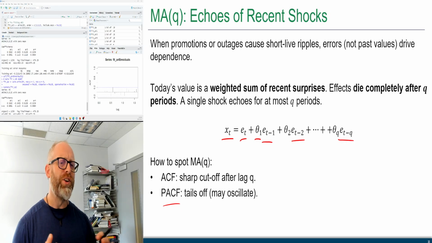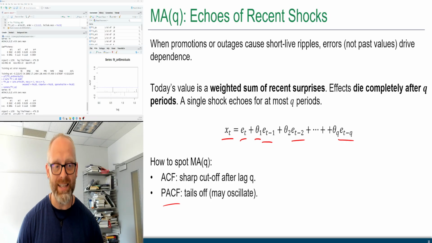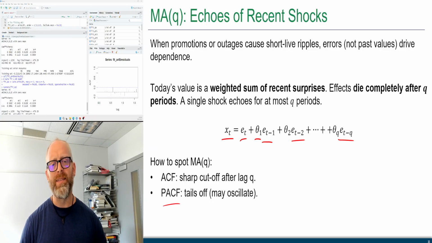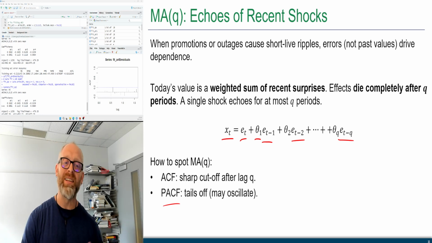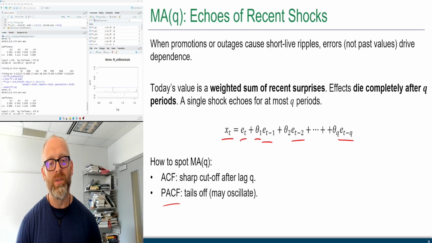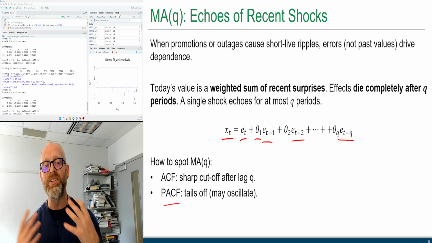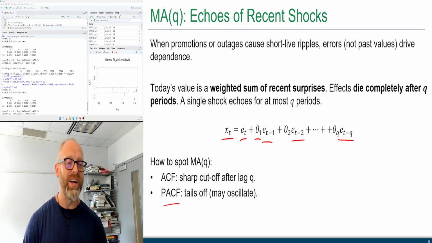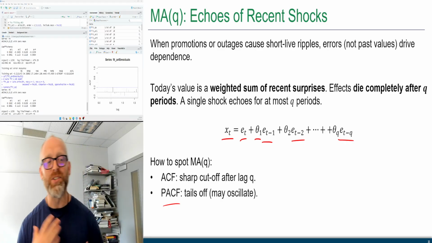So the larger q is, think of it as the longer shock tail that has happened here. If it's order 1, it tells us that whatever surprise happened last month is only going to affect this month, and it's not going to carry on past that point in time. But the longer q is, the longer that effect is in play. So if it's an outage of product or something along those lines, and we have an order q model representing that, that's going to take q periods to self-correct.